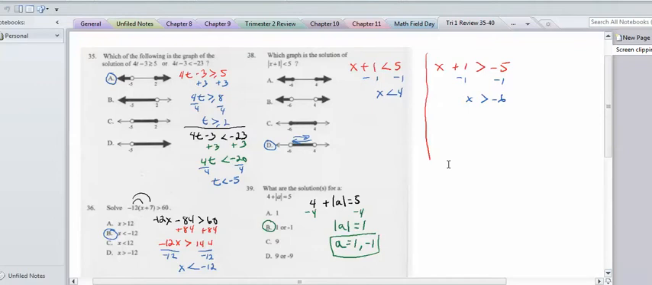Alright, 35. The following is a graph of the solution. So what we need to do is go through and get the inequality to get t by itself. I did the first one in blue, and then I did the second one in green. So now I have two answers. I have t is greater than 2, and so I found a graph that had a closed circle at 2, so it could be either this one or this one.